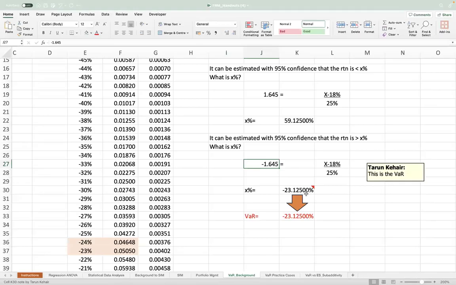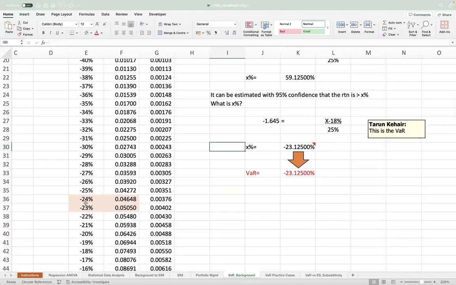Because 95% of the observations are higher than this number, which means that I can state with 95% confidence that the losses will be restricted to 23.125% of your portfolio value, but a 5% chance that the losses will exceed 23.125% value.